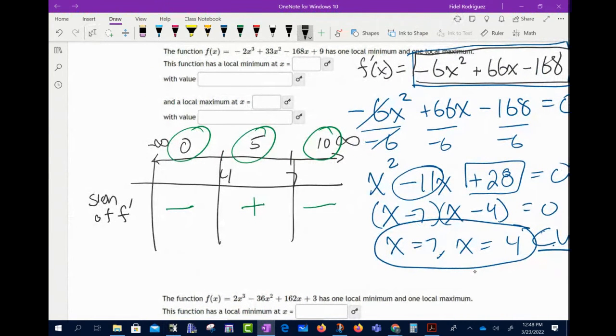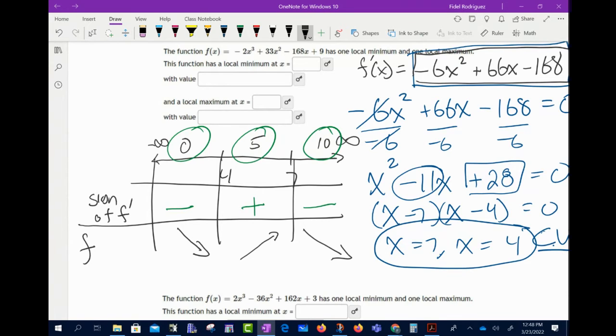So now that I have this, we can look at the function f. If the derivative is negative, that means the function was decreasing. If the derivative is positive, that means the function is increasing. And then if the derivative is negative, the function happens to be decreasing again. Okay? Now, before I go on, I want you to think about what we just did.